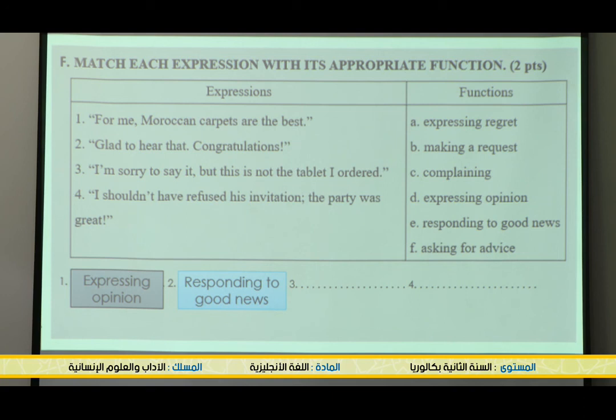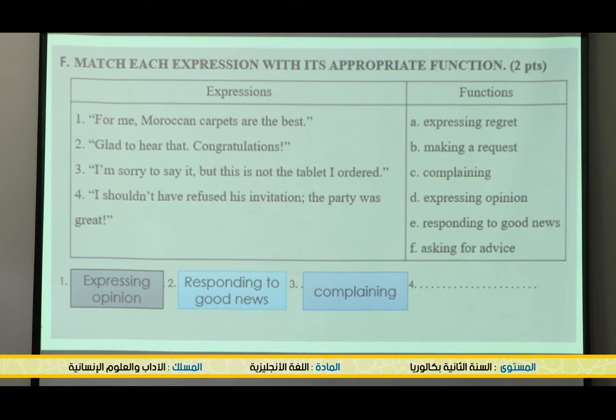Number 3, I'm sorry to say it, but this is not the tablet I ordered. So here I am again, I'm showing, it's the opposite. I'm showing my anger. I'm upset. I'm not happy because it's not what I ordered. So what do you think? What am I doing here? I am complaining. Very good.